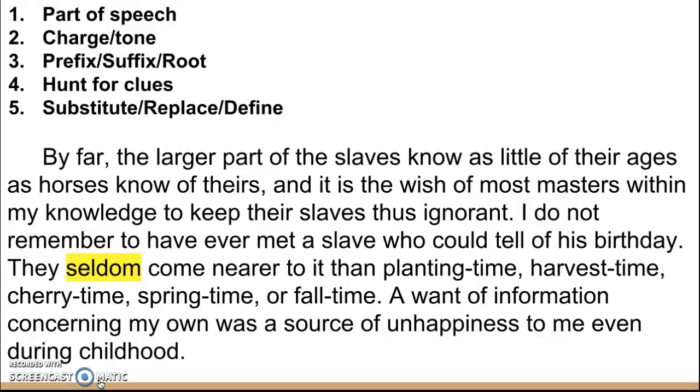We're going to hunt for clues, and then eventually we're going to substitute, replace, or define that word. So we're focusing on that word that's highlighted, seldom.